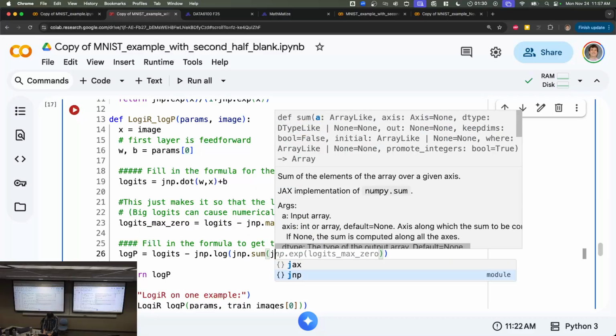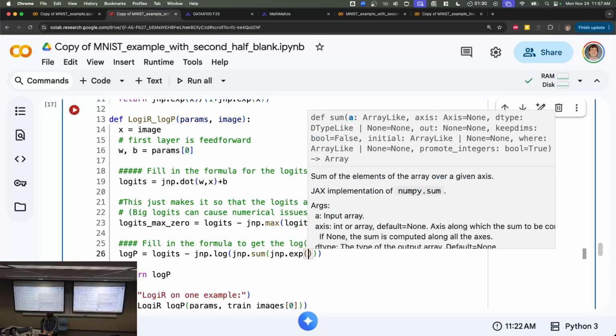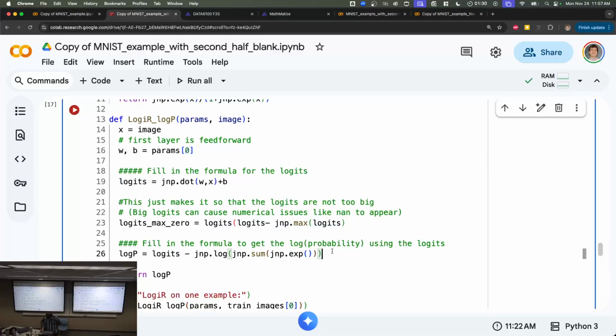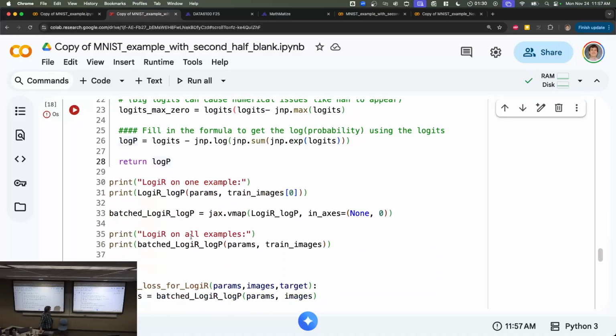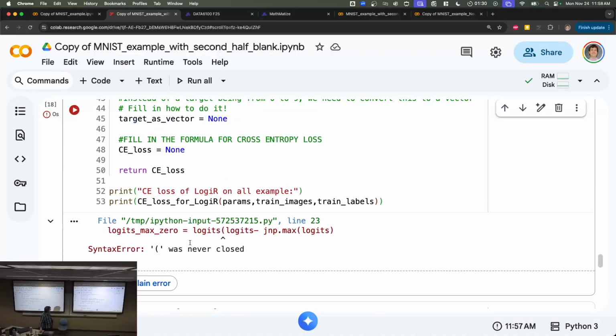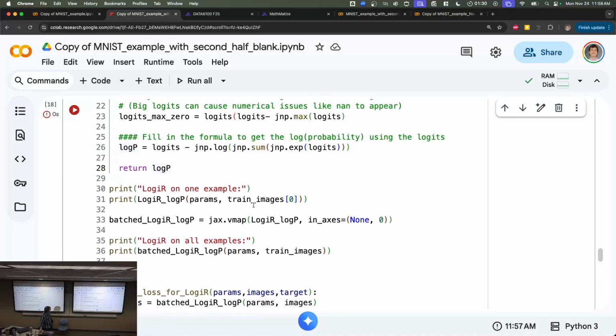jnp.sum, jnp.exp of the logits. Now, I have put it in the wrong spot. Okay, yeah. jnp.logits. Okay, there we go. All right. So that's perfectly correct. And you run it, and it should work, and everything should be fine. What is it complaining about? Oh, I never closed it. I deleted a bracket. Okay, that's good to know.